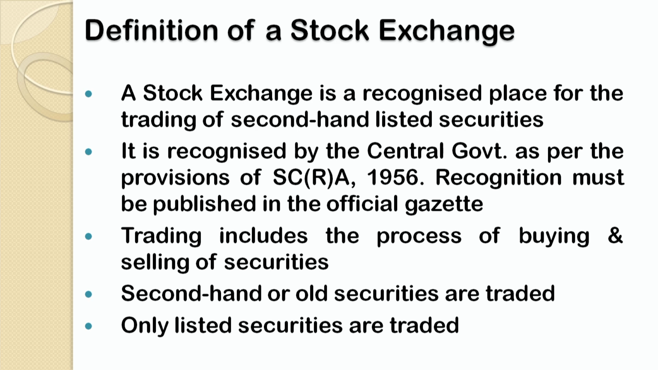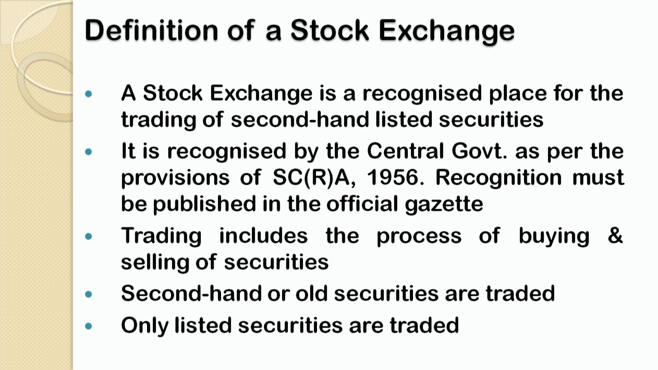Now, since the securities were initially offered by the company in the primary market, they were new, but later on they are going to be traded over the stock market. The same securities are going to be traded over the stock markets. That's why they are not new securities. Now they have become old securities, or second hand securities. Why second hand?